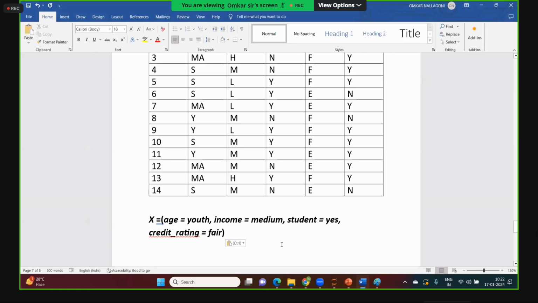Age equal to youth, income equal to medium, student equal to yes, credit rating equal to fair. So what is your Y? That's the question. So Saurav is the model, he is taking the question now. So you need to find P of Y given X: age equal to youth, income equal to medium, student equal to yes, credit rating equal to fair.